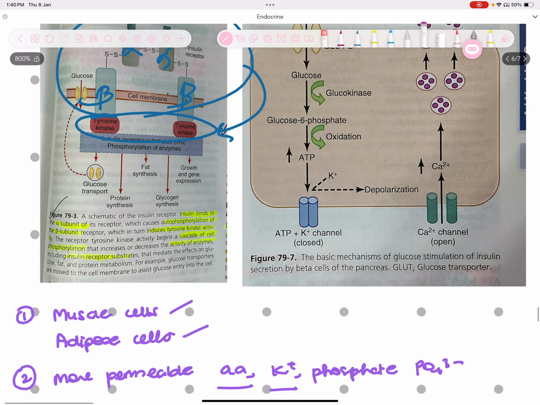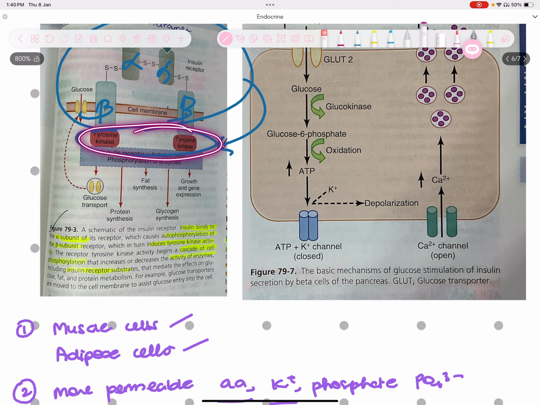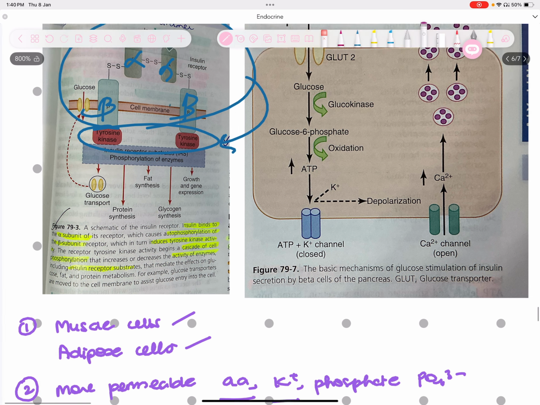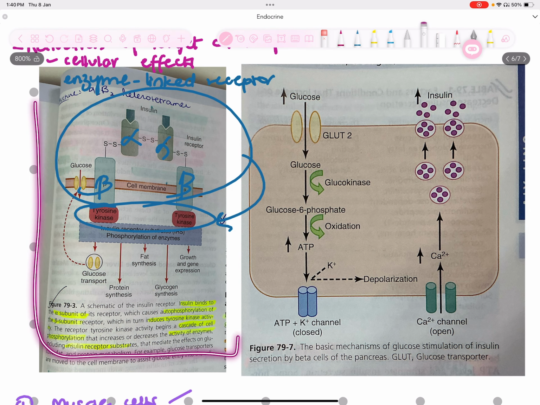And also another thing, these insulin receptor substrates mediate the effects of glucose, fat, and protein metabolism. And the other thing that they do is they also cause the translocation of GLUTs. So this is all about the receptor, right?